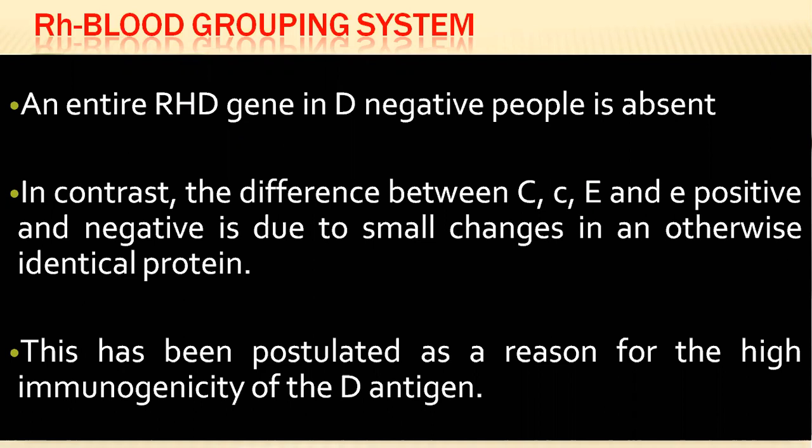Otherwise, it's almost identical. So this has been postulated as a reason for the high immunogenicity of the D antigen. People who are D negative completely don't have this gene. It's either you have it or you don't have it. For that reason, it can stimulate the immune system, because those who are negative don't have it at all. So they can easily build an immune response against the antigen if it comes into their body. That's why, in terms of immunogenicity, the D antigen is very important.